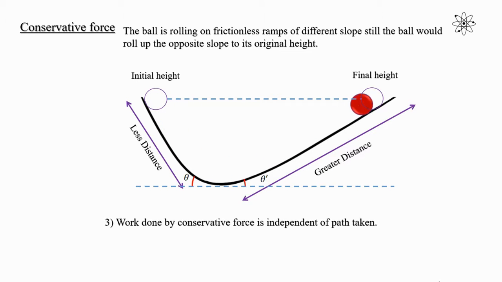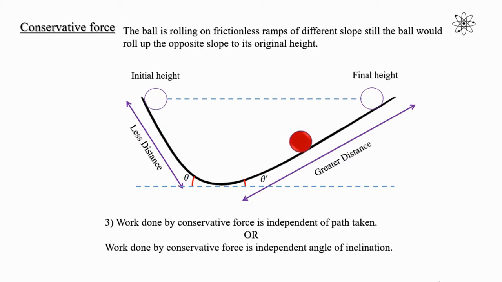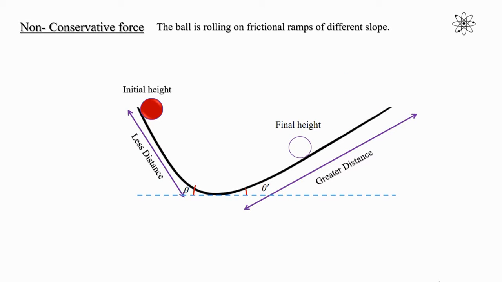From this, you can say that work done by the conservative force is independent of the path taken, or work done by the conservative force is independent of the angle of inclination. It happens because, student, the conservative force is able to store the total energy. There is no loss of energy during its motion. Now the same for the non-conservative force.